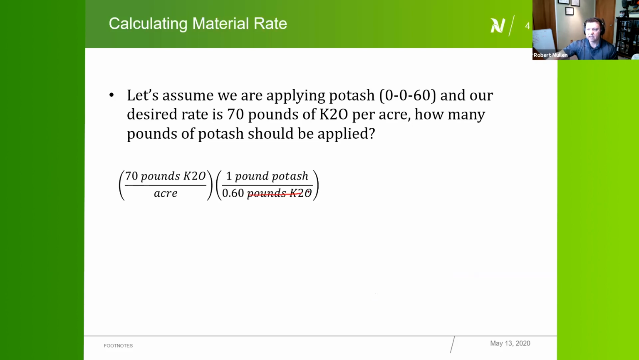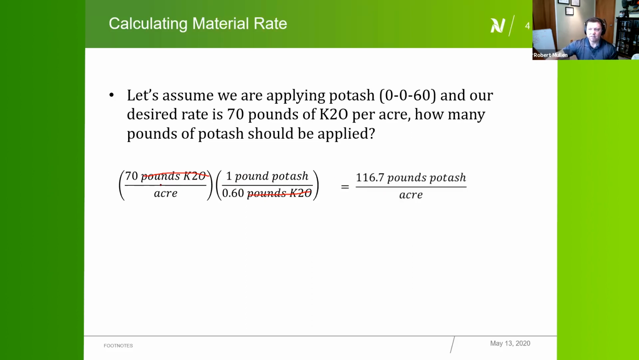So pounds of K2O, you notice that's in the denominator here. It's in the numerator here. If they're on opposite sides, as I carry my math out through this equation, these units will disappear. We're not going to jump into all of the mathematical reasons that occurs. If you want to really go back through that, go back to one of your fundamental math classes. But just realize for every pound of potash I supply, I'm getting 0.6 pounds of K2O. Now we just have to carry through the math.